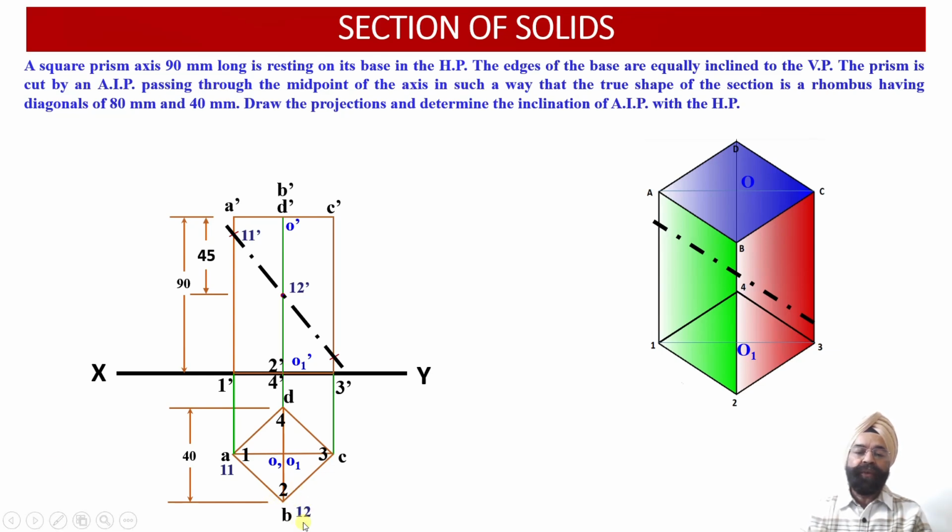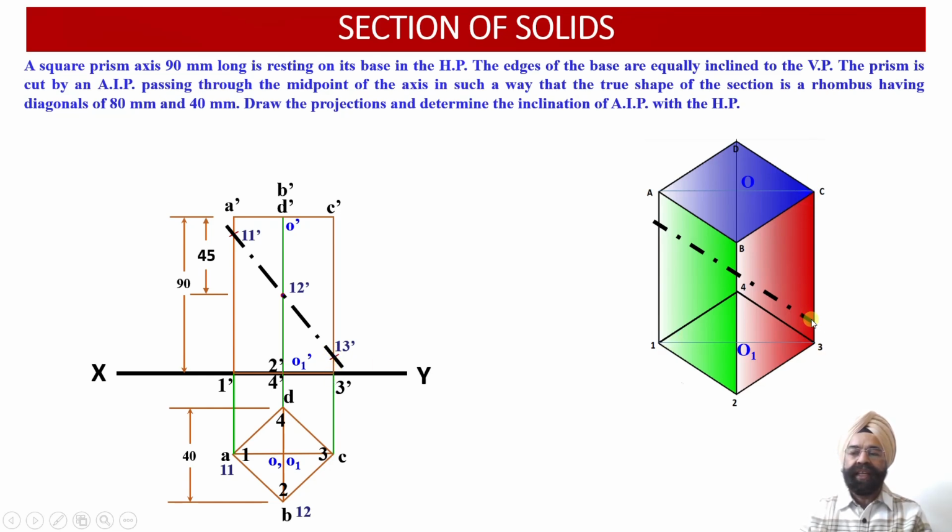So point 12, that is the second point of intersection, has been appropriately located in the top view projections over here. The third point of intersection of the cutting plane with the vertical edge C'3' happens to be 13' over here. Now since C', 13' and 3' are this point, 13' over here.